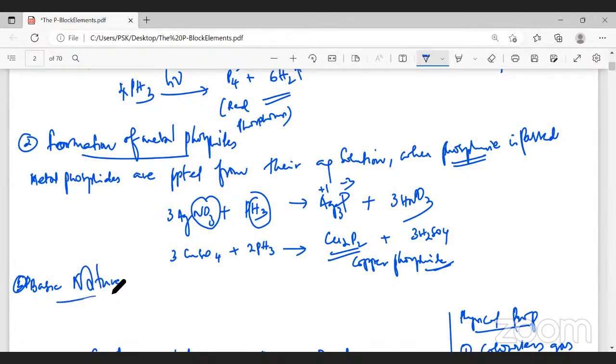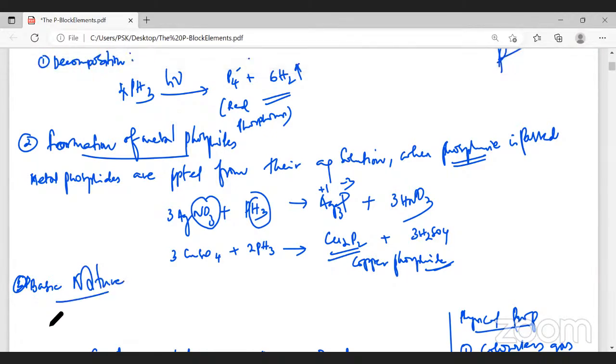Now, phosphine acts as a Lewis base. Now, what is this Lewis base? Anything which gives a pair of electrons is called a Lewis base. So phosphine acts as a Lewis base.